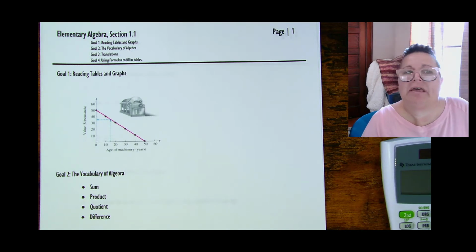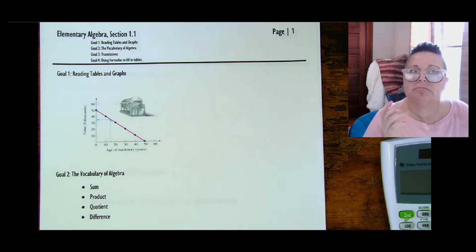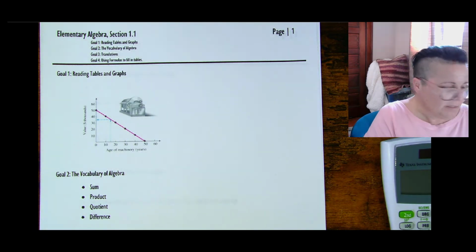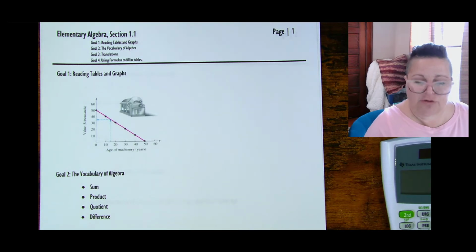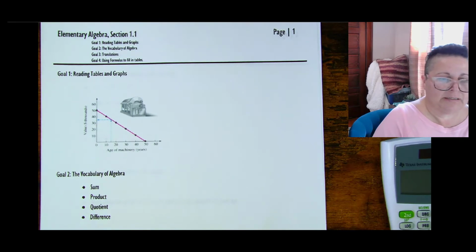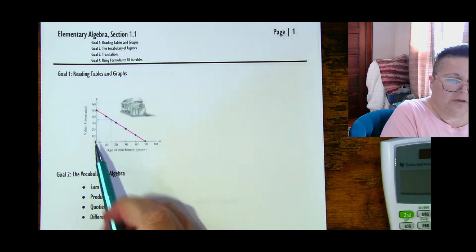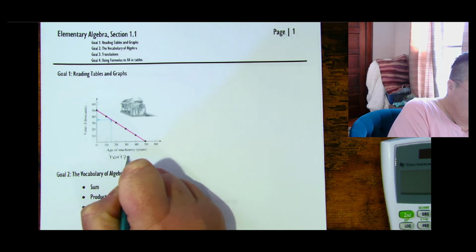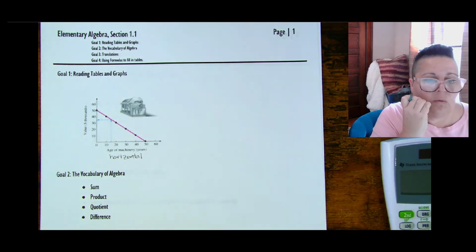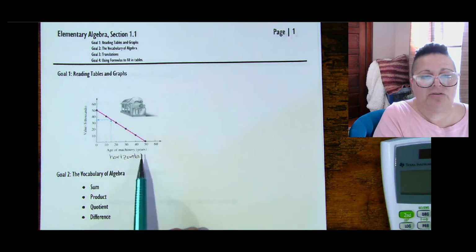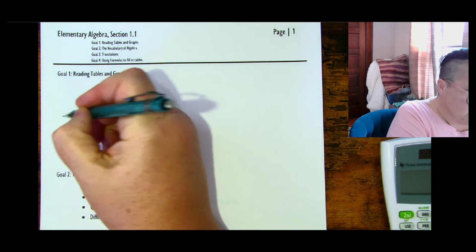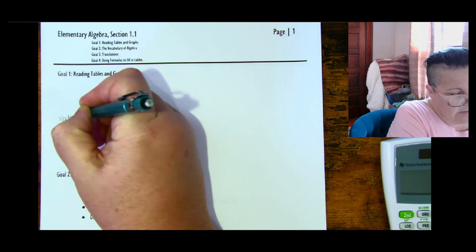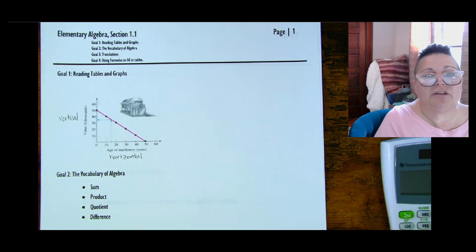We're going to begin with Chapter 1, Section 1, which is about just the language of algebra. We're going to start with this idea of reading your tables and your graphs and some of the basics. So here we have a graph. We have the horizontal axis, which shows you the age of the machinery in years. We have the vertical axis, which shows you the value of the machinery in thousands.